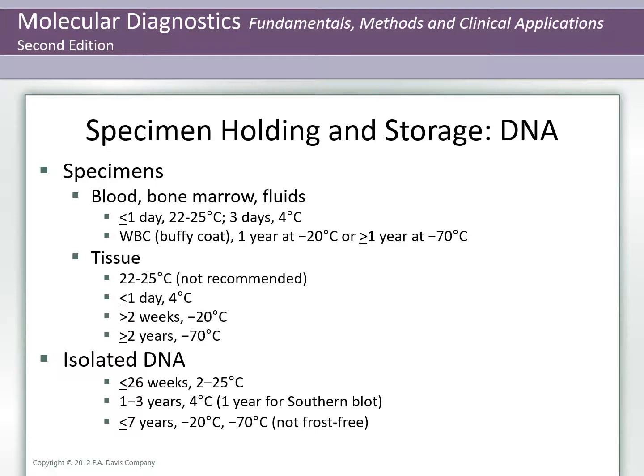It's not recommended that tissue samples be stored at room temperature, and they're stable for less than a day refrigerated at 4 degrees, stable for greater than 2 weeks at minus 20 degrees, and stable for greater than 2 years at minus 70 degrees. Isolated DNA samples are stable at refrigeration to room temperature within 26 weeks, and they're stable for 1 to 3 years at refrigeration temperatures of 4 degrees, and less than 7 years at freezer temperatures of minus 20 and minus 70 degrees.